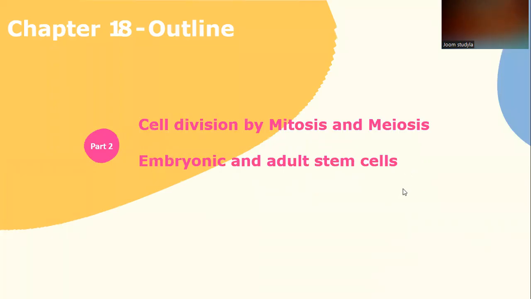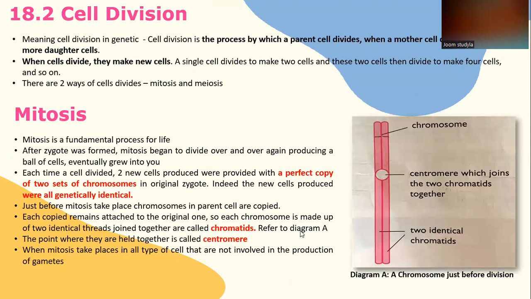In this chapter, you will find out about cell division by mitosis and meiosis, and embryonic and adult stem cells. Cell division. Meaning of cell division in genetics. Cell division is the process by which a parent cell, or mother cell, divides into two or more daughter cells.